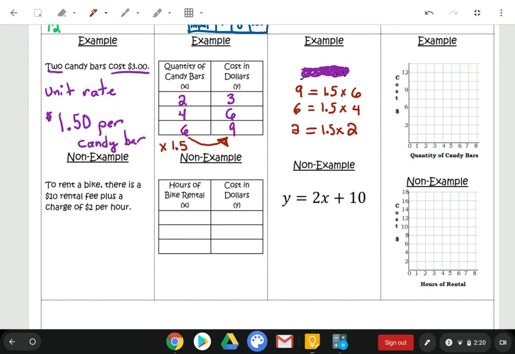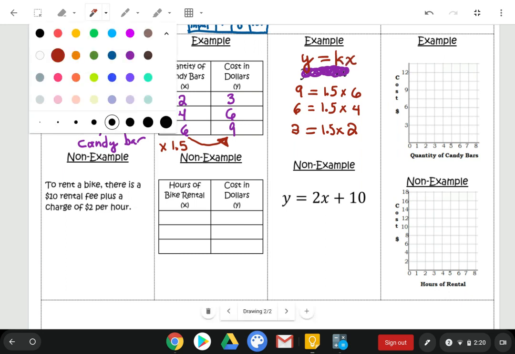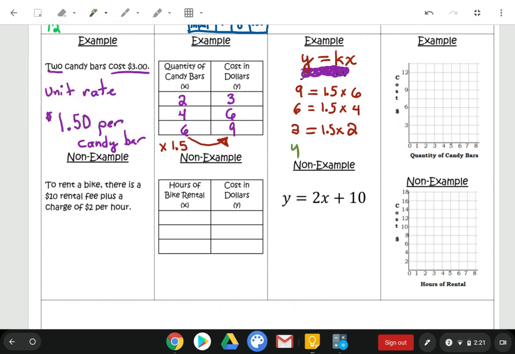So to write the equation, all we do is we fill in the value of k. Remember, the generic form is y equals kx. So if I ask you to write the equation, the correct answer would be y equals 1.5x. Okay?